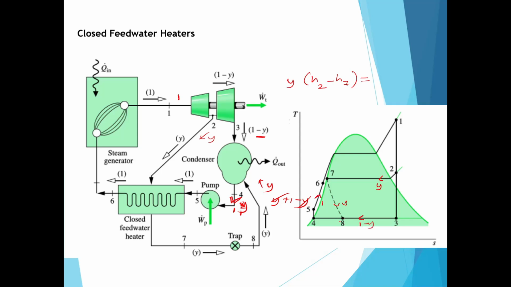So this is the point inside the condenser. Then what you are getting in here is again Y plus 1 minus Y, which becomes 1. That means this should be equal to H6 minus H5. So that is the energy balance for the closed feed water heaters. If you are given a question, this is the only part that differs from the open feed water heater: how we construct the energy balance for the feed water heater.